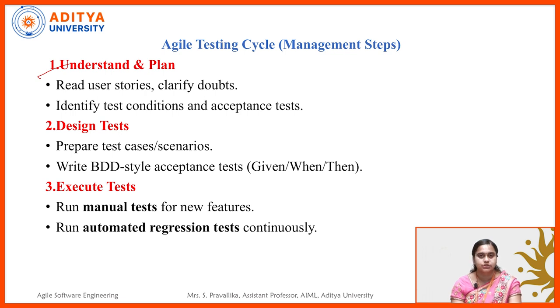So we need to read the user stories as well as clarify all doubts on those user stories. Next one, identify test conditions and acceptance tests. We need to identify the testing conditions as well as the acceptance tests where we can perform the test. So this is what happens in understand and plan.